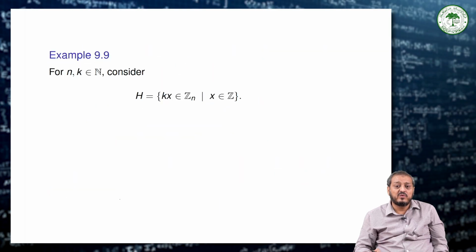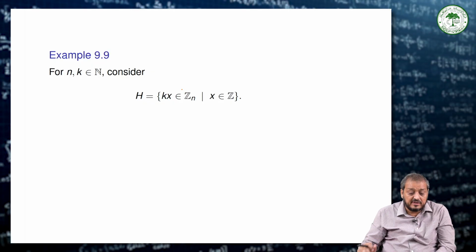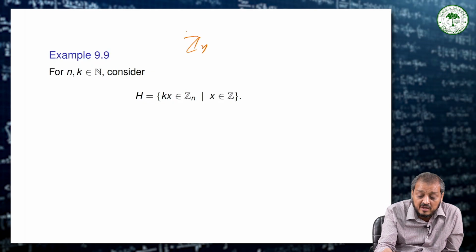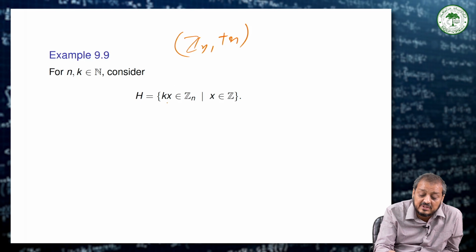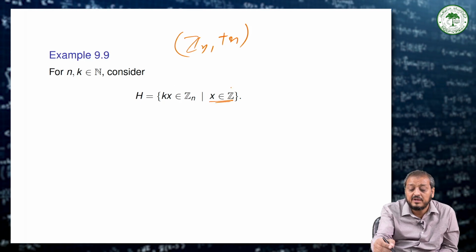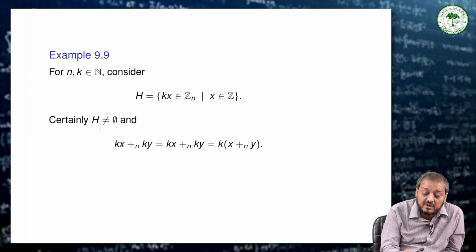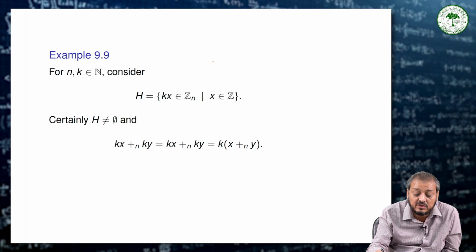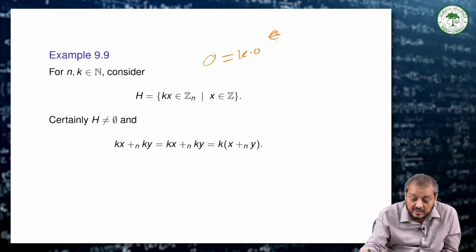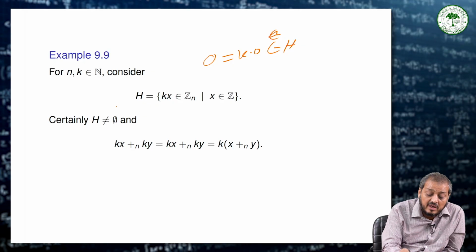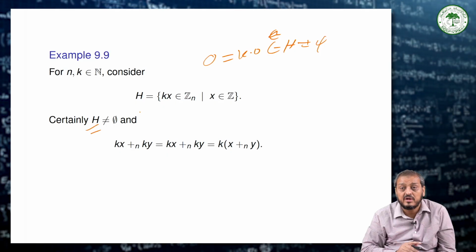For example, take H equal to k times Z_n. You know Z_n is a finite group under addition modulo n. We assume that kx is an element of H for any integer x. Certainly H is non-empty, because under addition the identity is 0, and 0 can be written as k times 0, so the identity element belongs to H.